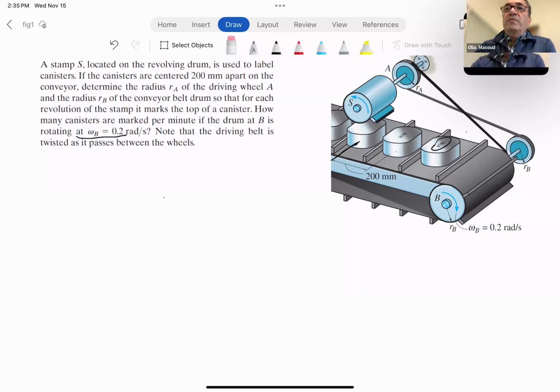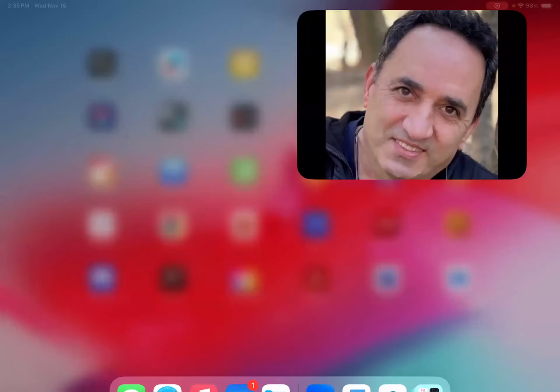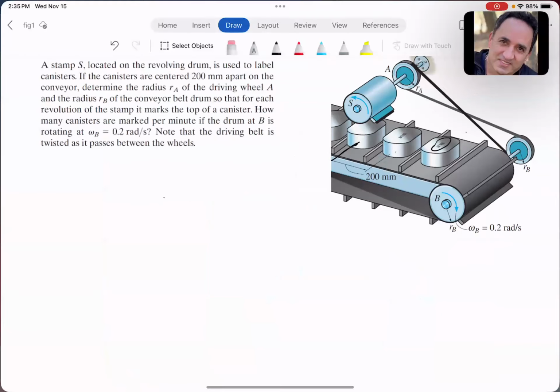All right, so let's start solving this problem. Let me actually remove my camera so you don't have to be distracted. So let's go and start working on this problem.